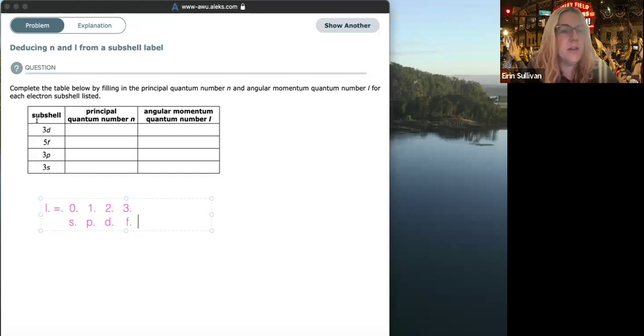Okay, so we have to interpret this subshell label. So N equals 3 from that 3D, and then D is telling us that L has to equal 2, okay? So you just have to learn the letter labels for L, okay? So 5F would be N equals 5, and the F designation is telling us L equals 3. So 3P has N equals 3, and then L equals 1.